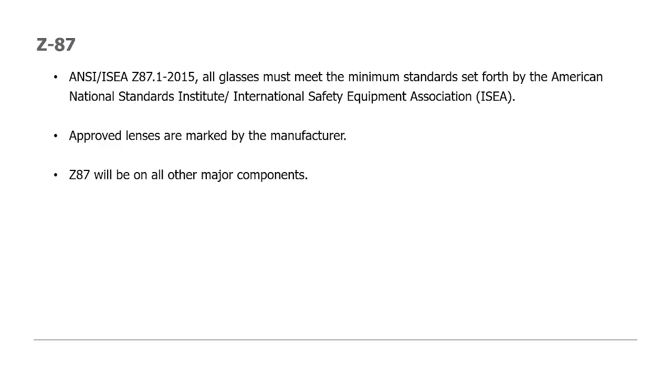Whenever we're talking about approved lenses, those are going to be marked with Z87. There's going to be a little engraving of Z87 to show that those are approved. The lenses are going to be marked by the manufacturer, but the Z87 will be on all of the other major components of these glasses.